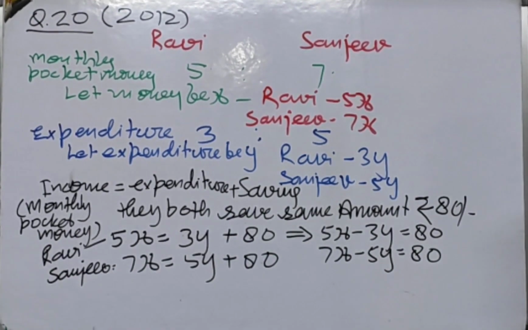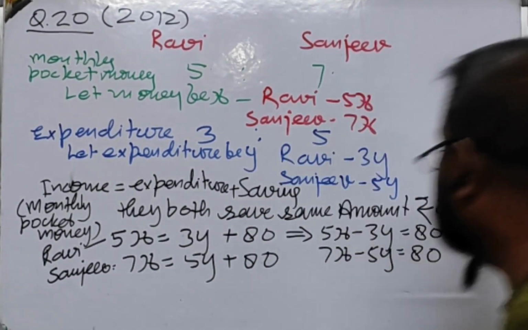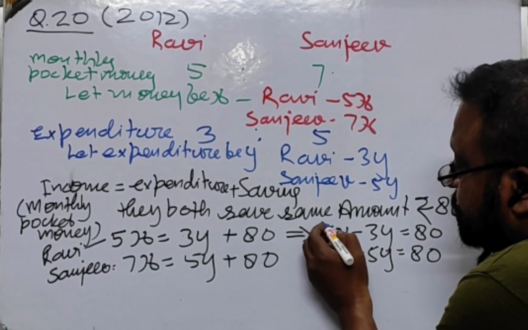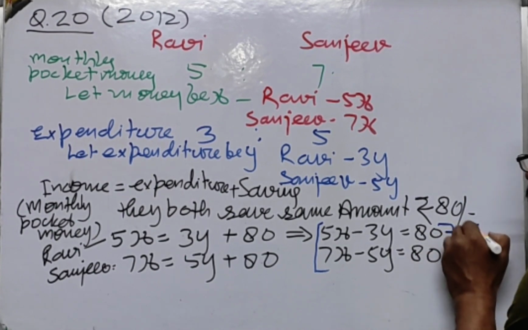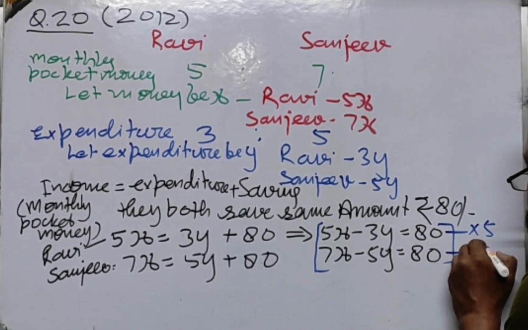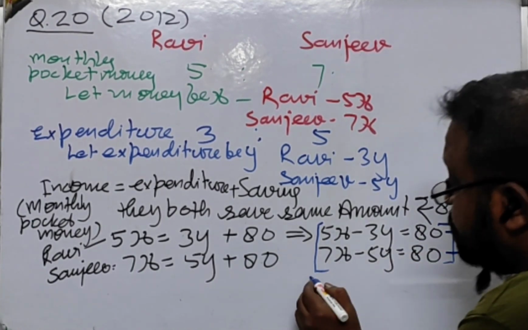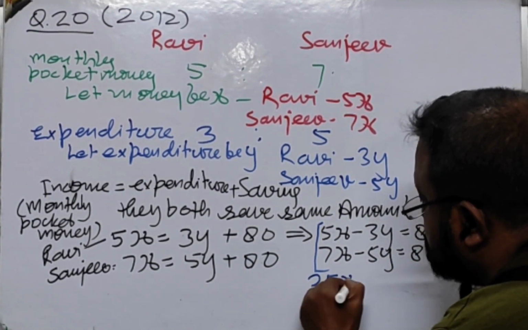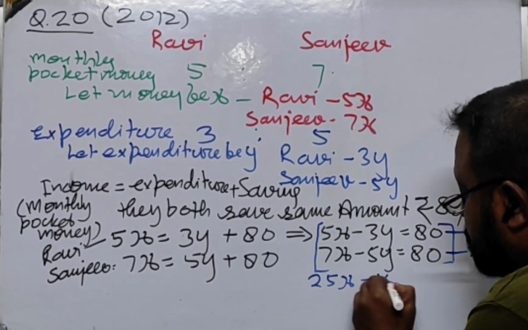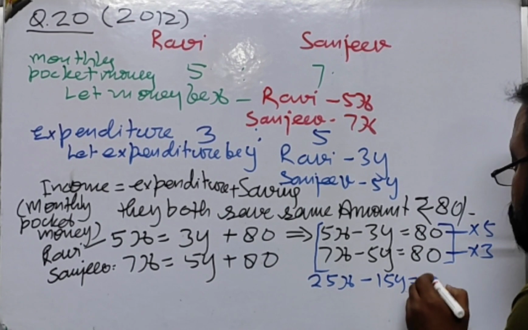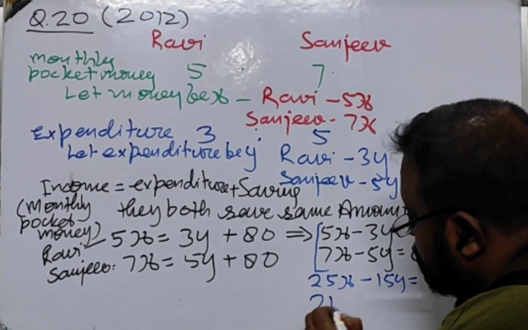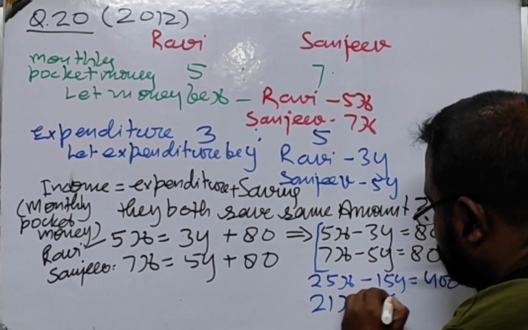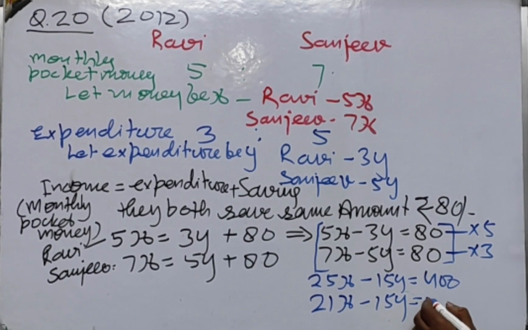What do you do now? You can't do anything directly. In spite of that, we multiply this equation by 5 and this equation by 3. So 5 fives are 25x minus 15y is equal to 400, and this is 21x minus 15y, which becomes 240. Get it?